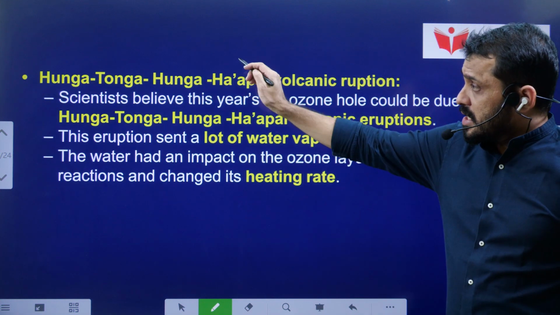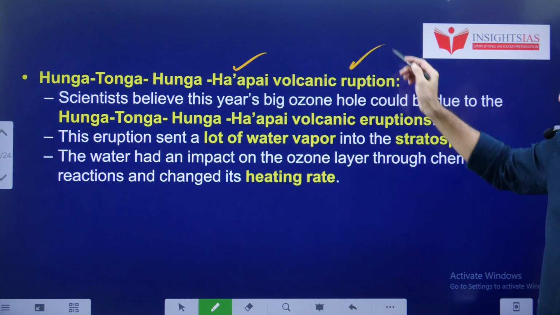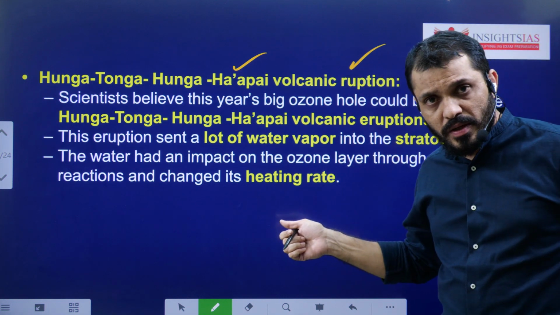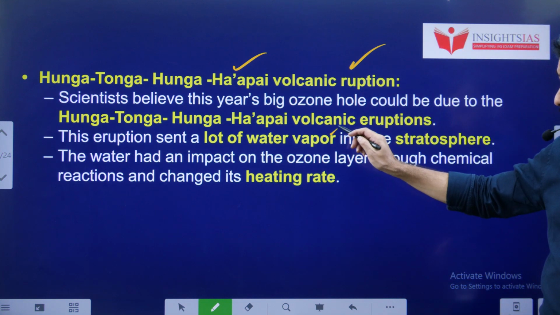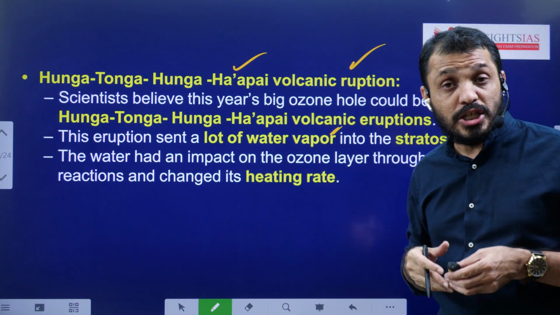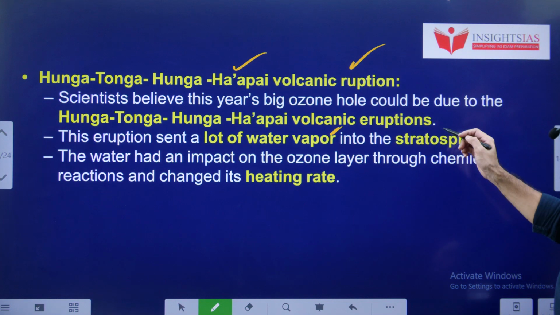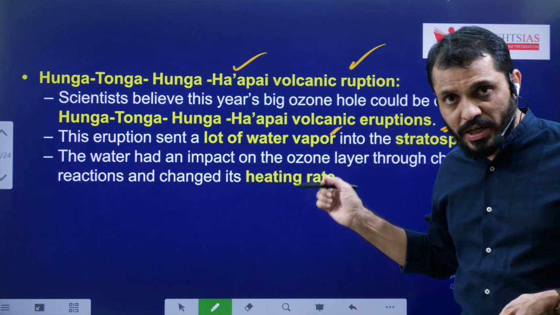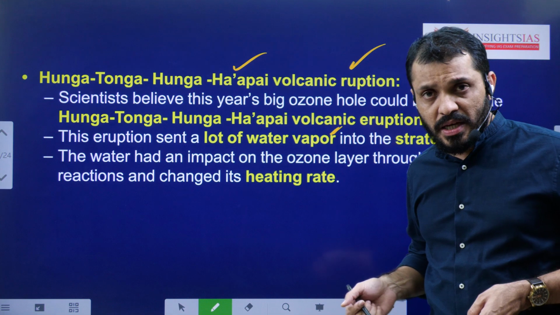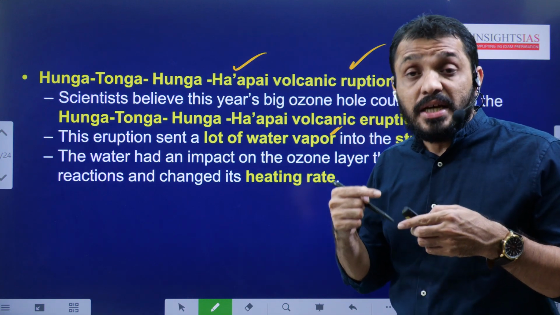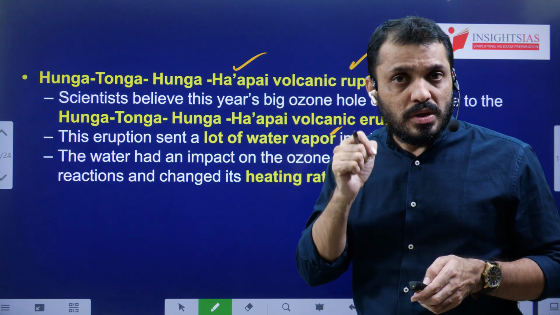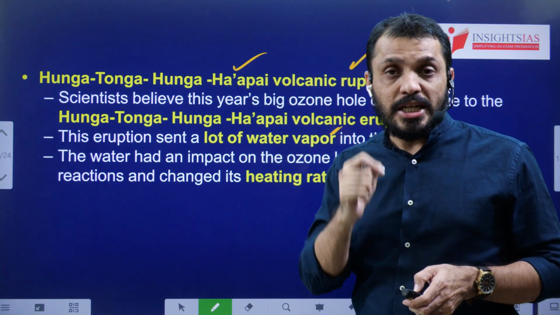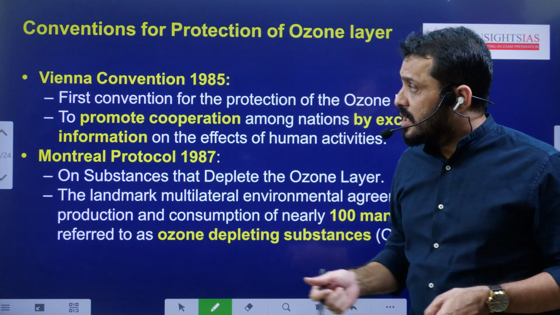Like I said, this Hunga Tonga-Hunga Ha'apai volcanic eruption caused this ozone depletion, because this volcanic eruption releases a lot of water vapor, and this water vapor affected the ozone layer present in the stratosphere. It increased the heating rate in the stratosphere. Because of that heating rate, ozone destruction was accelerated. That is the reason.